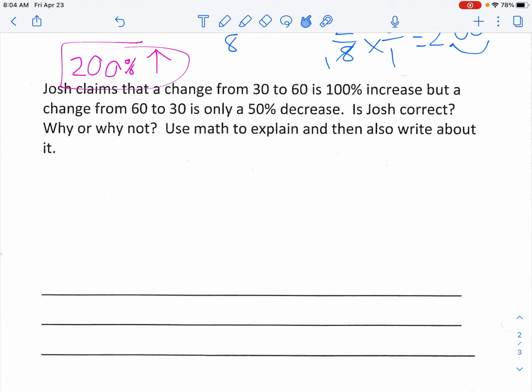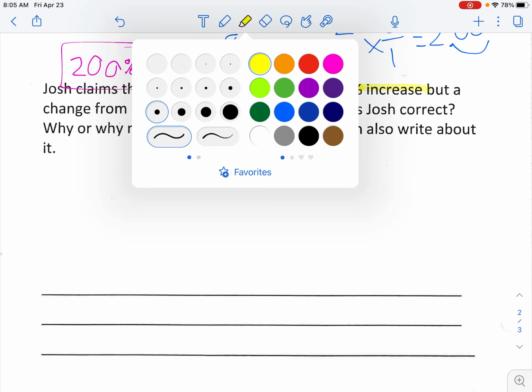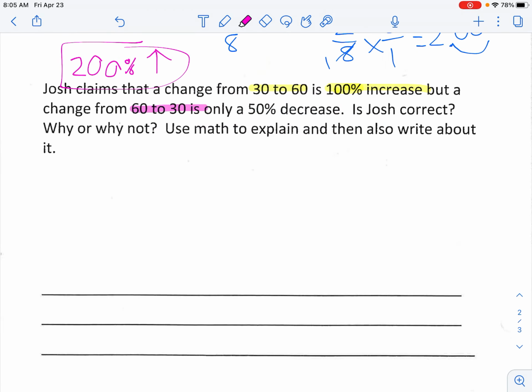All right, last problem. Josh claims that a change from 30 to 60 is a 100% increase. But a change from 60 to 30 is only a 50% decrease. Is Josh correct? Well, we're going to have to solve these two problems. Since I have two problems to solve, I'm going to divide my workspace in half. So over here, I'm going to solve for 30 to 60. And over here, I'm going to solve for 60 to 30.